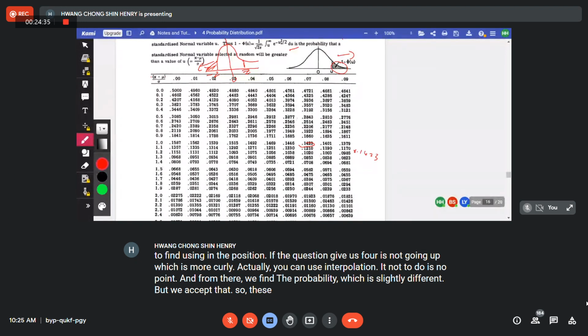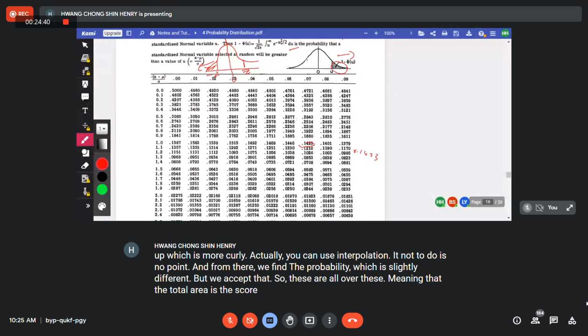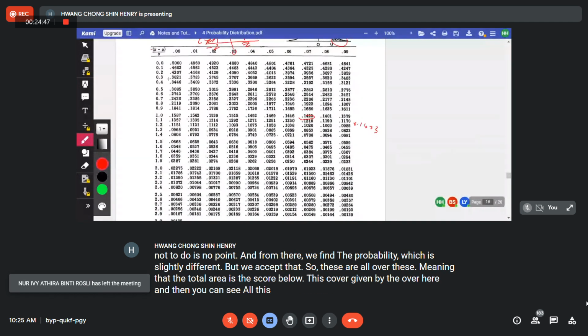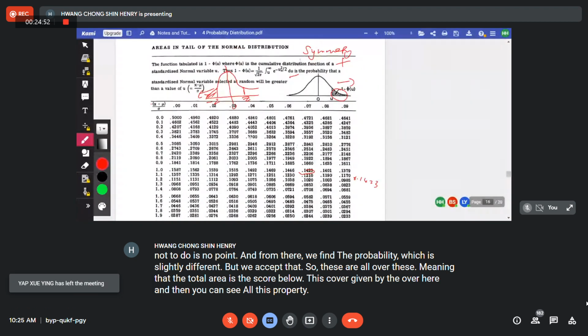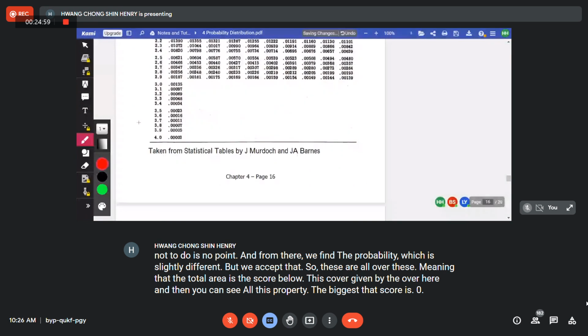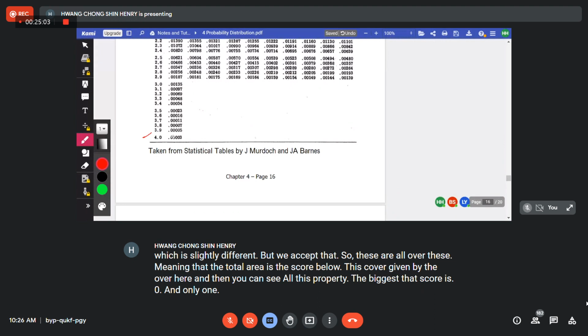So these are all the probabilities. It means that the total area, each z-score right below this curve, will be given by the probability here. And you can see all this probability cannot be more than 1. This is 0 point something. The smallest z-score is 0, the biggest is 4.0. Cannot be more than 4. And this is your smallest probability, 0.0003. Almost 0.